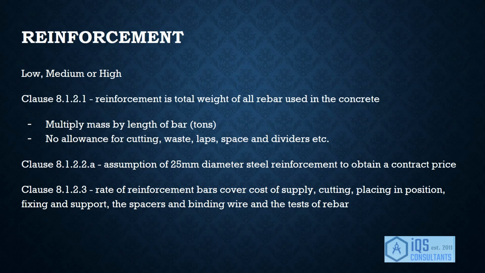Now, reinforcement. The next element which should be included in the bill is reinforcement. The first classification for which the reinforcement is separated into is the strength of the steel reinforcement bars. These can be classified as either low, medium, or high tensile reinforcement bars. For the measurement of the reinforcement, clause 8.1.2.1 states that the reinforcement should be measured as a total weight of all rebar used in the concrete.